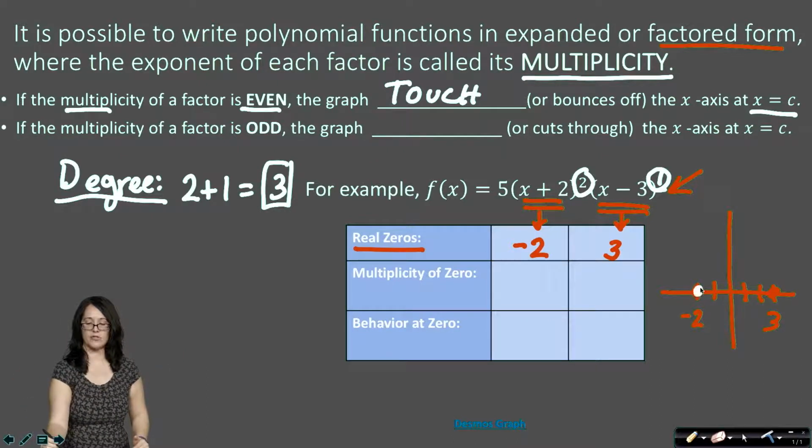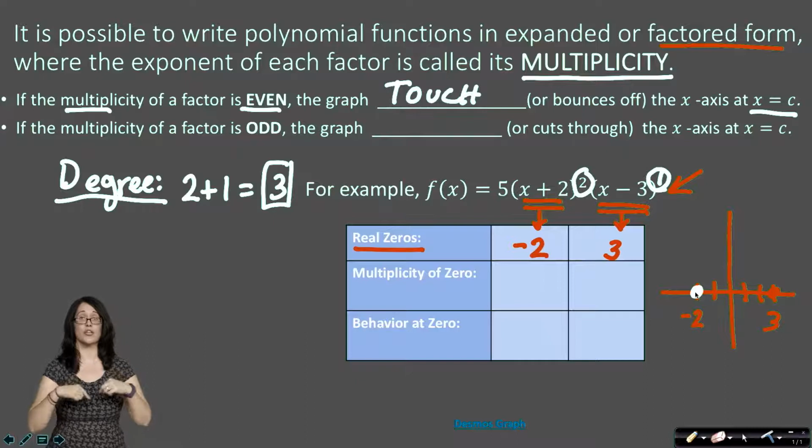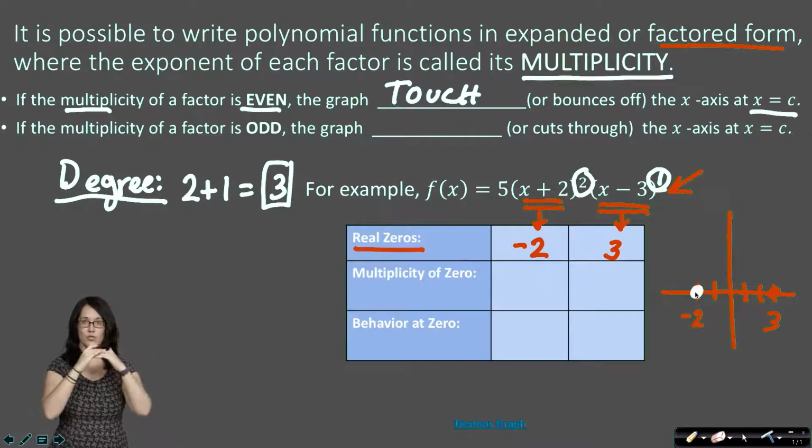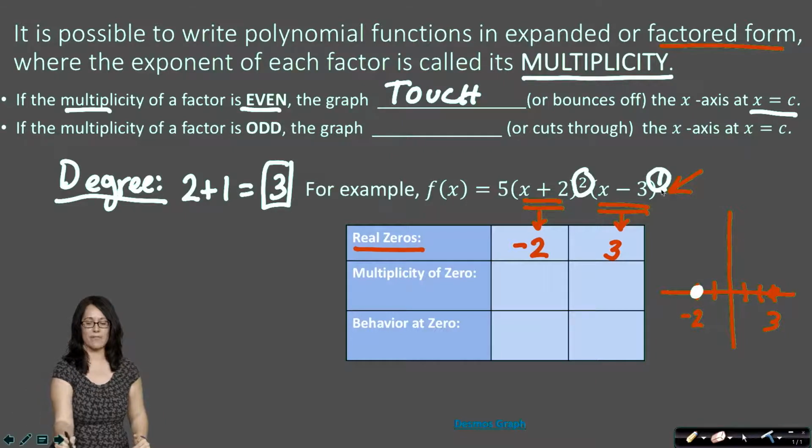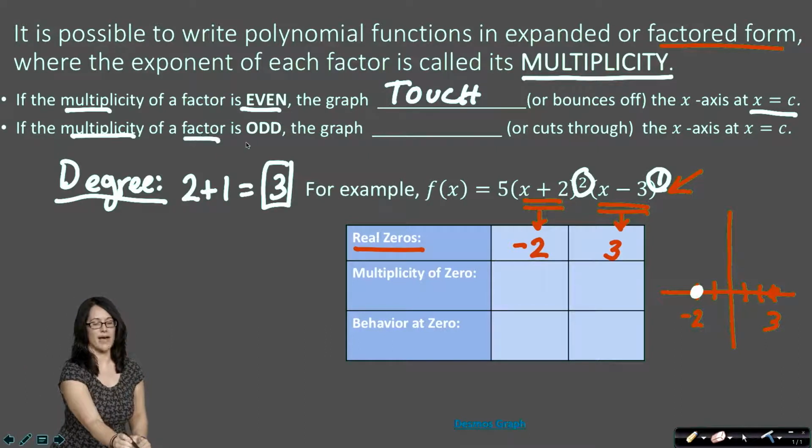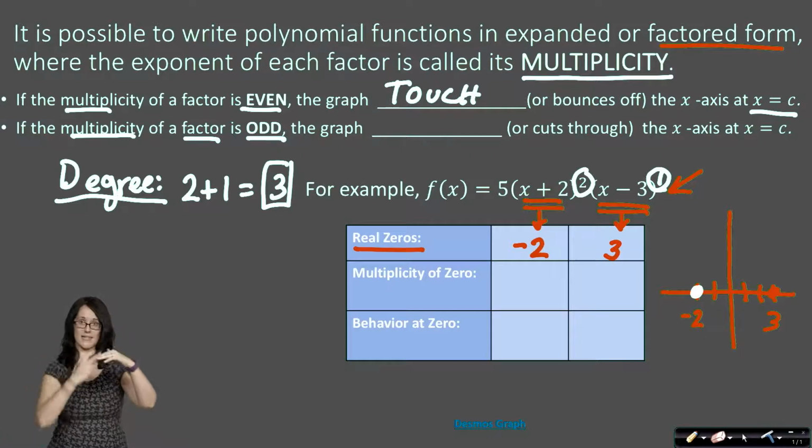So at -2, I'm expecting to touch and turn around. So I'm not going to actually cross the x-axis and change signs for my output. On the other hand, when I have an odd multiplicity, whether it be 1, 3, 5, 7, etc., anytime the multiplicity of a factor is odd for a polynomial function, the graph will in fact cross the x-axis there.